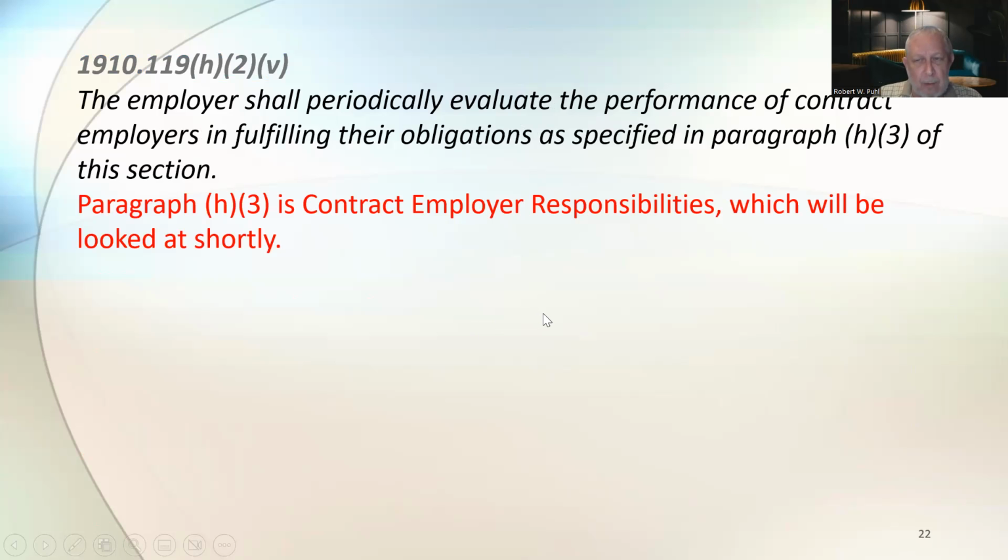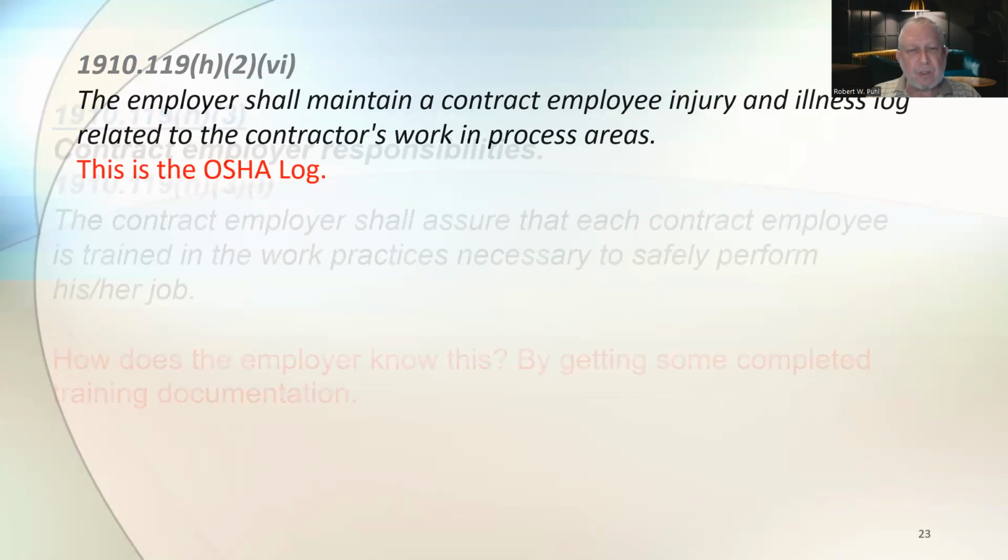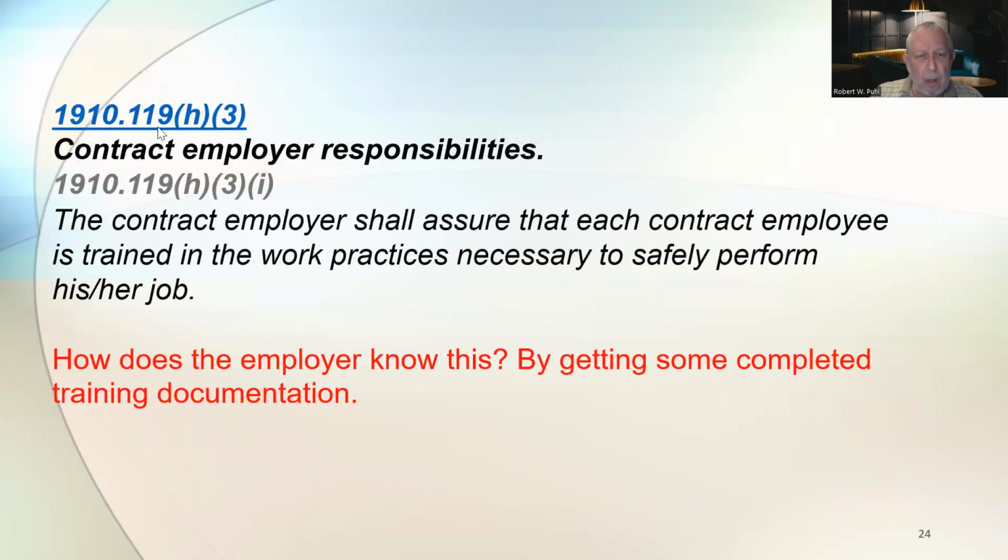But one of the ways I did that was I got their OSHA logs every year. The employer shall maintain a contract employee injury and illness log related to the contractor's work in process areas. This is an OSHA log, OSHA 300 log. In other words, you have to maintain one for their contractor's work in the process areas. It's not a big deal, that is. If you're filling out a lot of accidents for that contractor, you got a problem, because contractors, they try to take shortcuts. So you got to watch them.